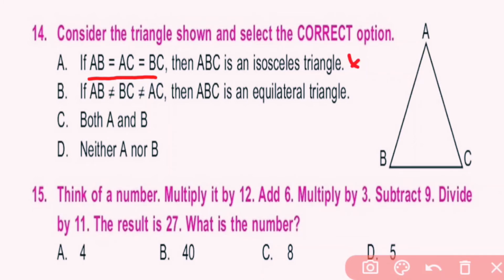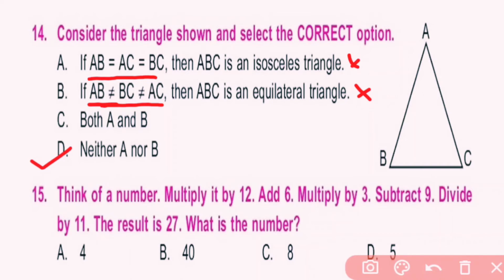Option B. If AB is not equal to BC is not equal to AC, then ABC is called an equilateral triangle. If all the sides are not the same, then that triangle is called a scalene triangle. So this is also an incorrect option. So D is the correct answer.